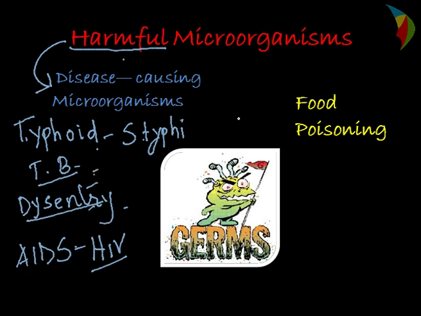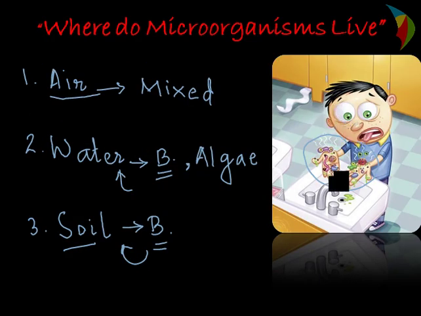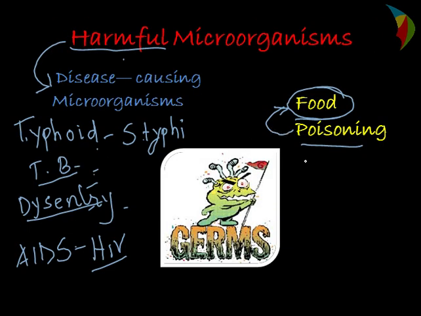Okay, again comes food poisoning. Food poisoning means, the name itself denotes, that some poisonous substance is formed in food. Like when you eat food, you first wash your hands. Why? Because microorganisms are also present in your hands. Your hands should be clean, hygienic. In the same way, when you consume food, your food should also be hygienic.